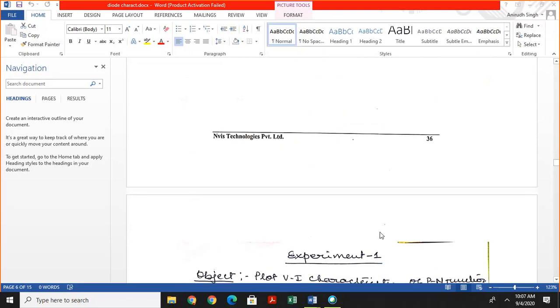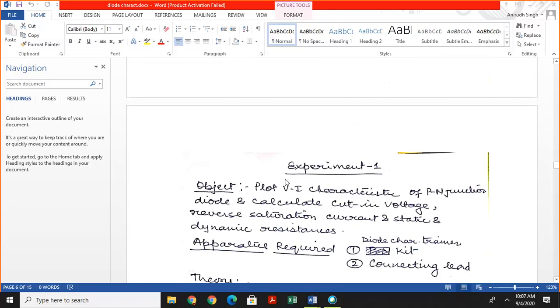And in your lab file, you can write, this is the format of writing your practical in your lab file.